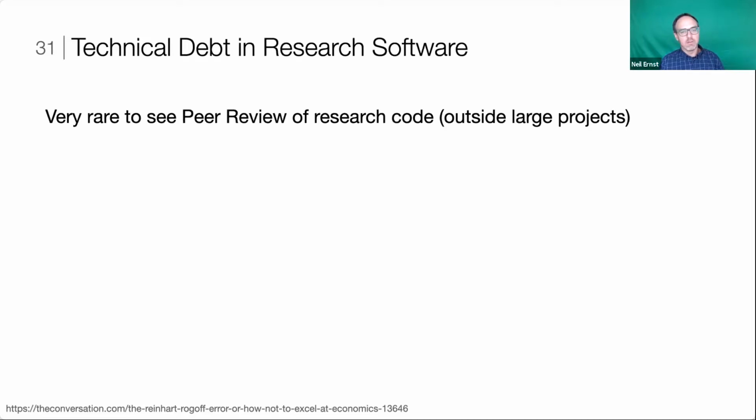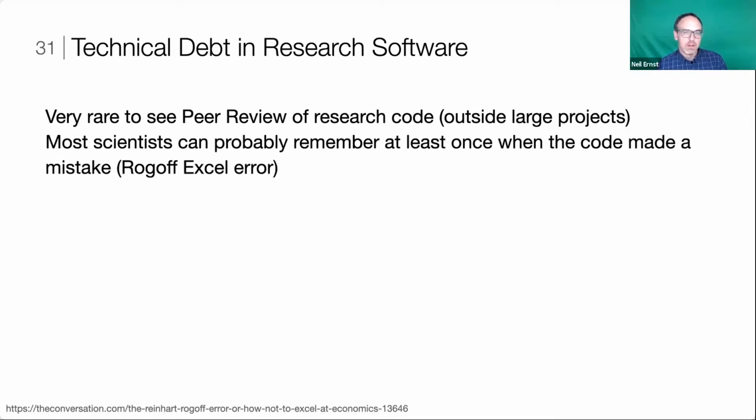So for technical debt in research software more generally, outside of these large projects, I think it's very rare to see peer review of research code, unfortunately. We do peer review of our science and our methods all the time, but very rarely do we look at the code that we use to generate those insights. I think that's a real risk. For example, there was this famous error in Excel. Maybe you shouldn't be using Excel is the lesson there. I don't know, but everybody uses Excel, so we should probably just deal with it.